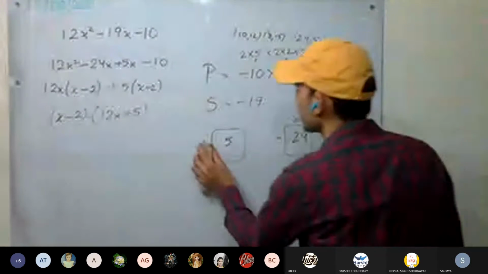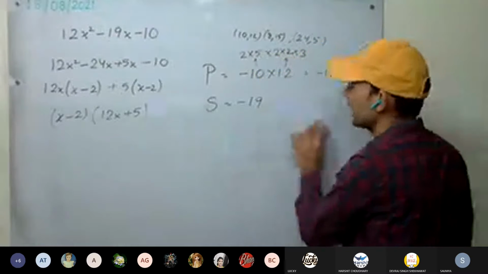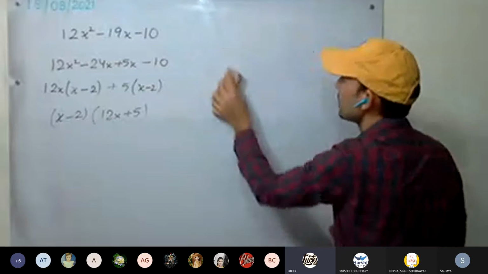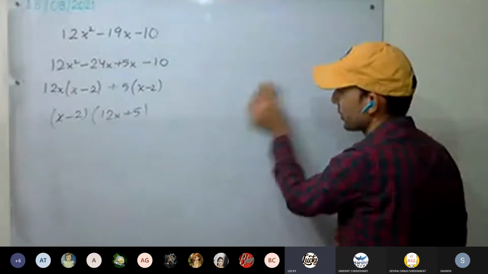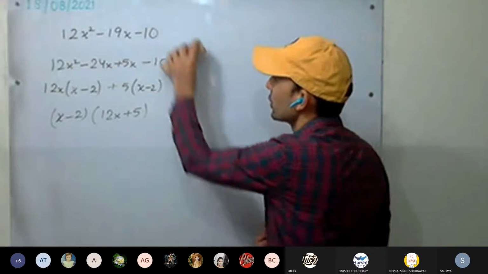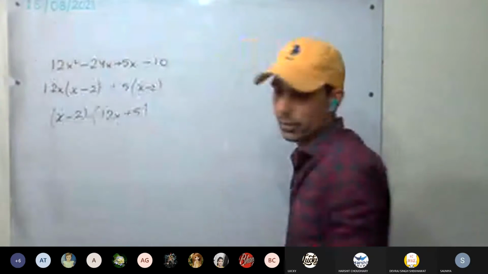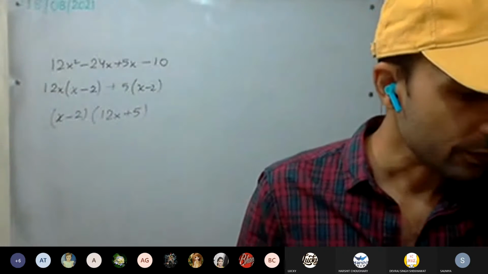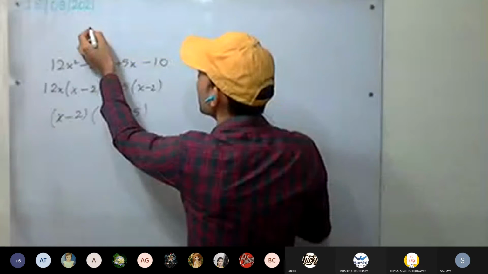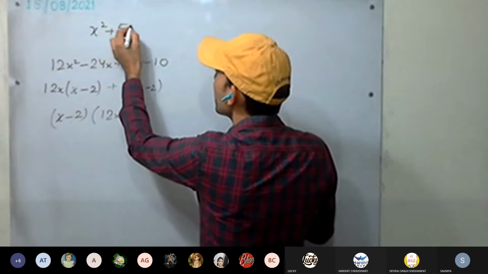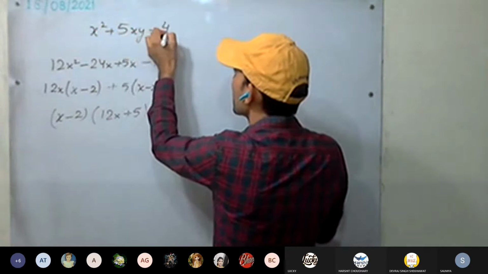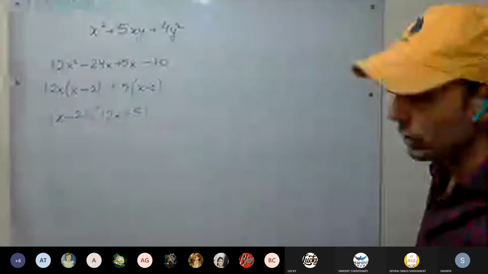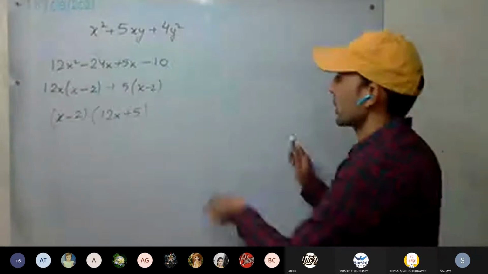Ninth question, you try. Okay. Two variables are there, x and y. So I'm writing the question first: x square plus 5xy plus 4y square. See here, it is having two variables.